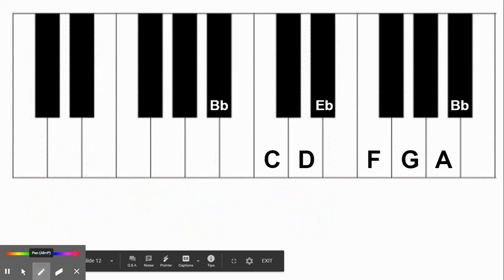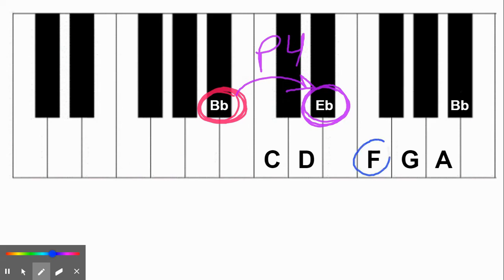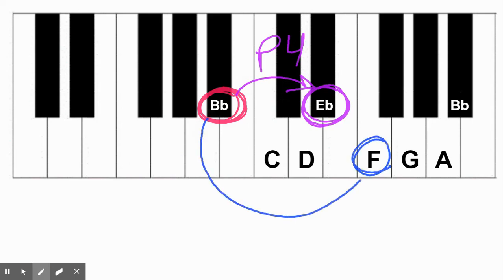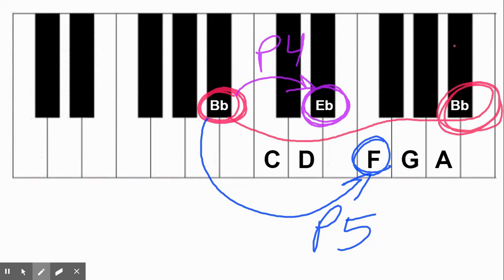In a B flat scale, B flat is now our root. If I want to go up a fourth, I'm going to go to E flat. And that, because it's in the scale of B flat, is a perfect fourth. Scale degree number 5 is F. So B flat to F is a perfect fifth. And of course, we know that B flat to the upper B flat is a perfect octave.